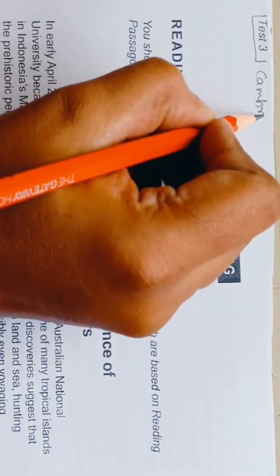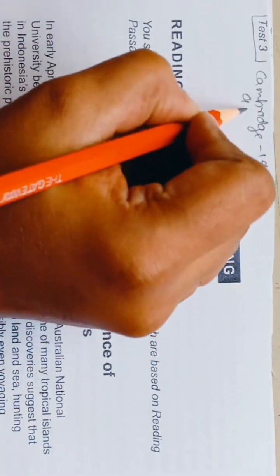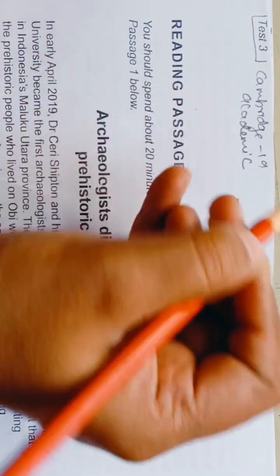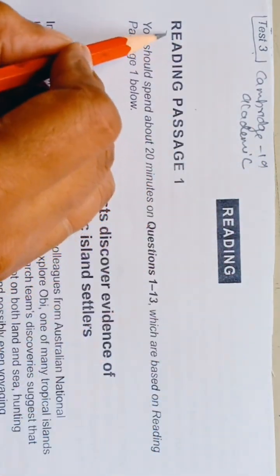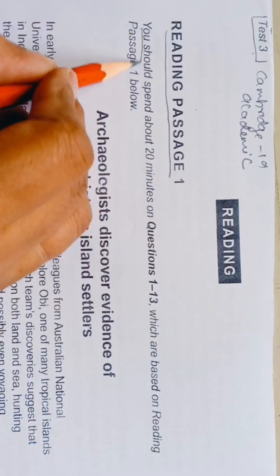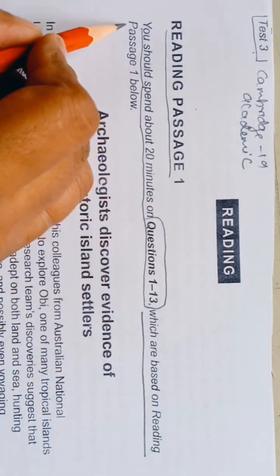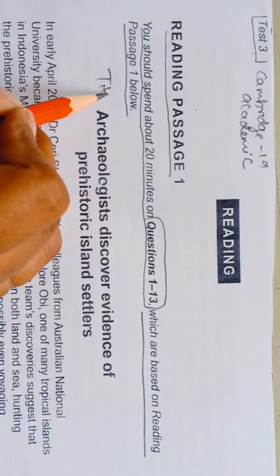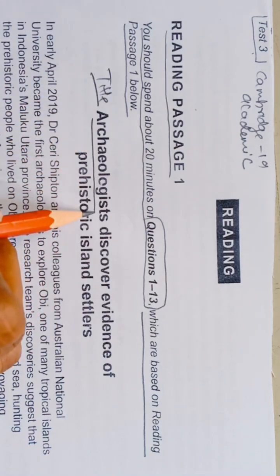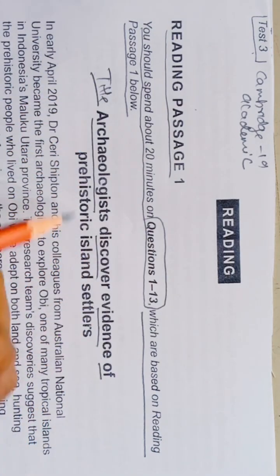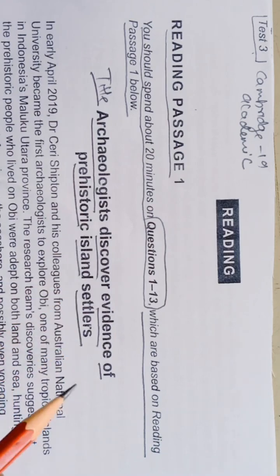Okay. Cambridge 19 Academic Test 3. Reading Passage 1. You should spend about 20 minutes on questions 1 to 13, which are based on Reading Passage 1 below. So this is the title of the passage: Archaeologists discover evidence of prehistoric island settlers. This is the title of our passage.